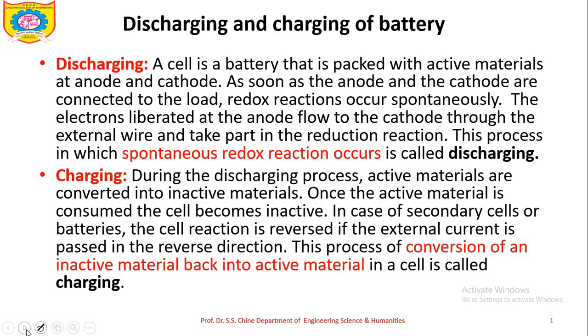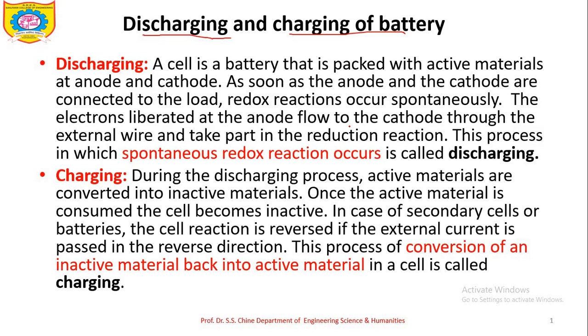Now, during the use of a secondary battery, there are two types of processes, that is discharging and charging. Suppose we consider the example of the battery used in our laptop. It is a secondary type of battery. When we purchase it, the battery is in a fully charged form. Now we use it, it gets discharged, and after discharging, we charge it again for its use.